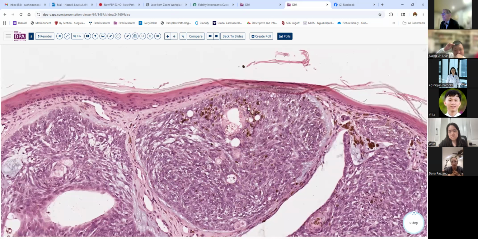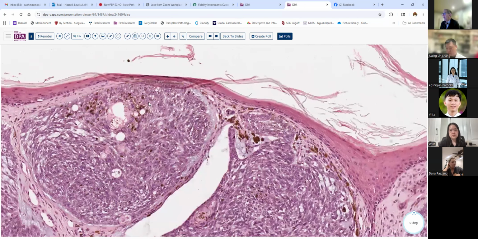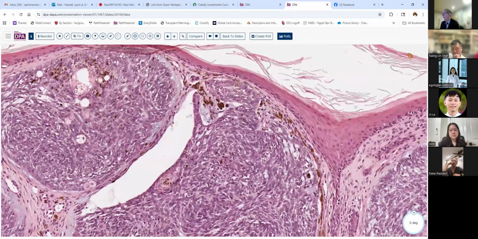Now, what do you do in the situation where you've already got brown pigment here in your stain? How do you avoid misinterpreting these cells as being positive for your immunoperoxidase stain on your slide? So we would use the red chromogen.